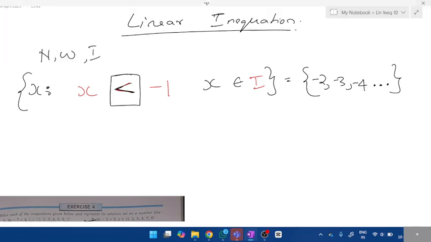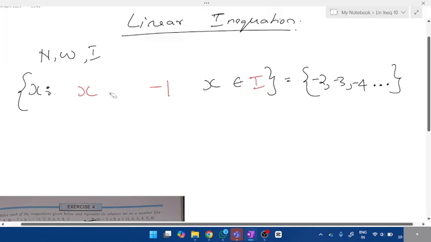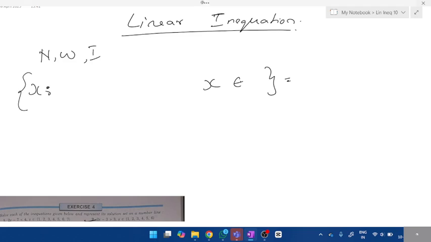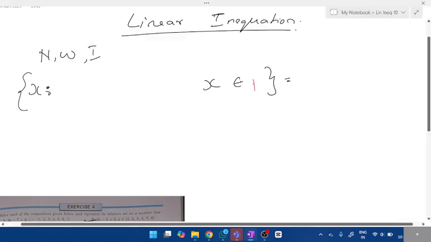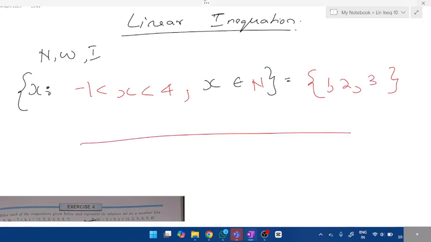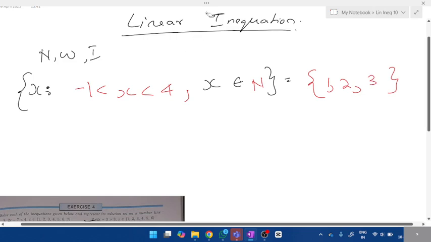And for the previous question also, I forgot to draw a number line. Wait, let me complete the previous one. The previous one which I had given was natural number. X belongs to natural number, and the equation was minus 1 less than x less than 4. What is the answer we got? What were the values? 1, 2, and 3, right?